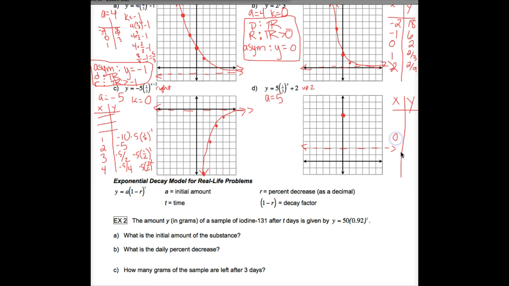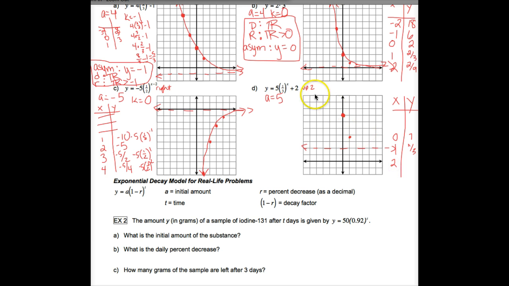So I already know what 0 is, so I'm going to try 1. So 5 times 1/3 to the first is 5/3 plus 2. So when we add 2, we're adding another 6/3. So 5/3 plus 6/3 is 11 over 3. So 11 over 3, let's see, is 3 2/3. So 1, 2, 3, almost up to 4. So there's that point.